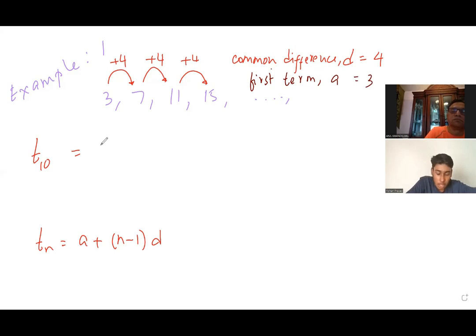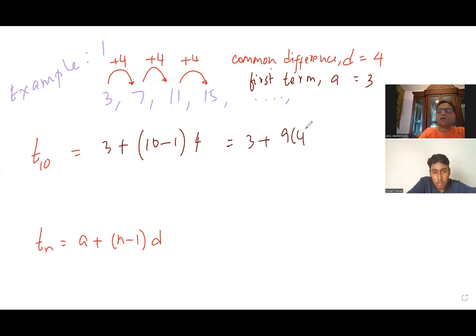Sir, would it be T of 10 is equal to 37? So you plug this value, first term being A, common difference being 4. You want the 10th term. That means 9 fours will be added, right? So that would be 36 plus 3, so you know the 10th term will be 39. Correct?